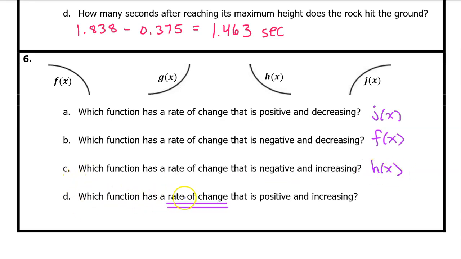Part D. Which function has a rate of change that is positive and increasing? If the rate of change is positive, that means the function itself must be increasing. If the rate of change is increasing, that means the function must be concave up. So, which function is increasing and concave up? That would be g of x, increasing and also concave up. So g of x is the answer to part D.